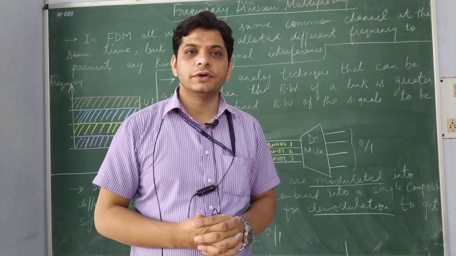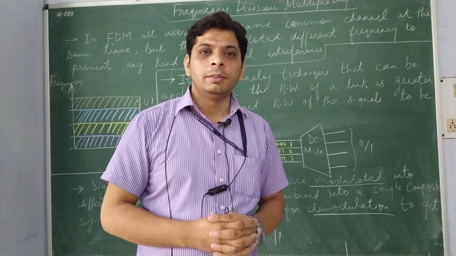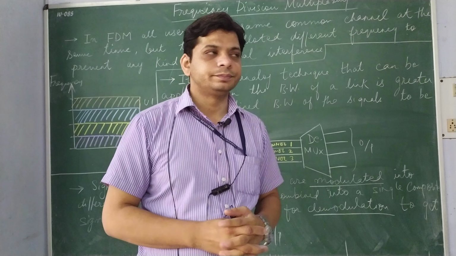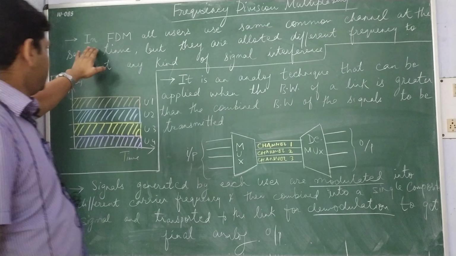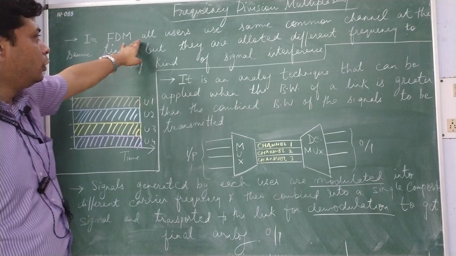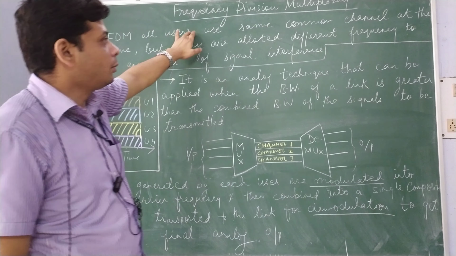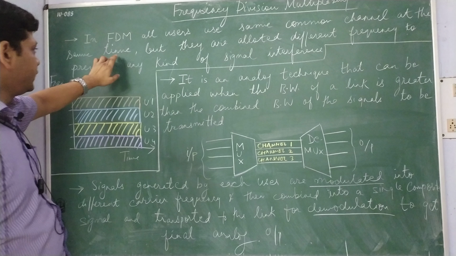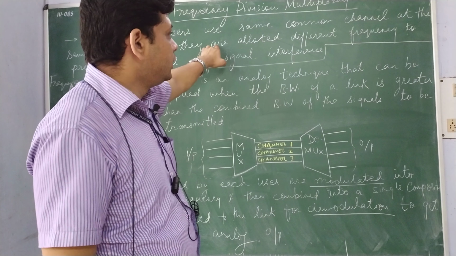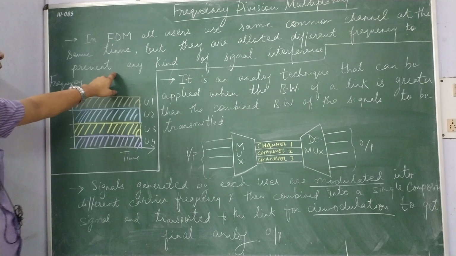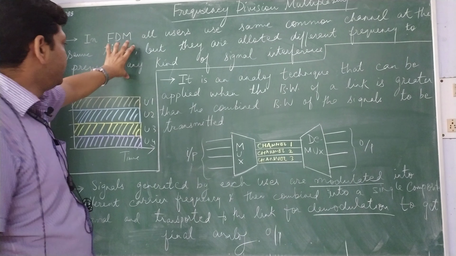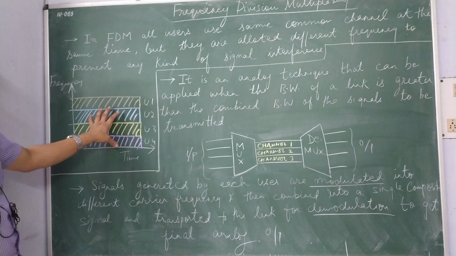Again we are here to discuss one analog multiplexing technique, that is frequency division multiplexing. In FDM, that is frequency division multiplexing, all users use the same common channel at the same time, but they are allotted different frequencies to prevent any kind of signal interference. So, this statement can be viewed in this graphical approach.